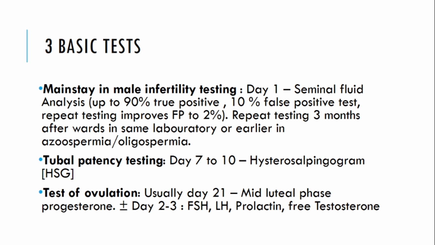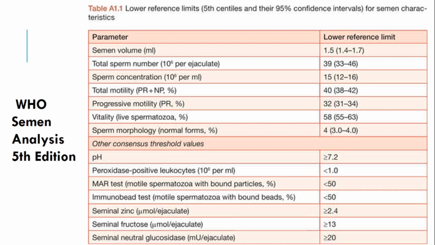The test for ovulation is usually done on day 21 for a 28-day cycle. Usually we call it the mid-luteal phase progesterone, which is representative and can show that a woman is actually ovulating. Once this test is done, you can follow up. Other ancillary tests that can be done on day 2 to 3 are follicle-stimulating hormone, luteinizing hormone, prolactin, and free testosterone. These are the hormones that can be done, and all of them point towards whether the woman is having ovulatory cycles or anovulatory cycles.